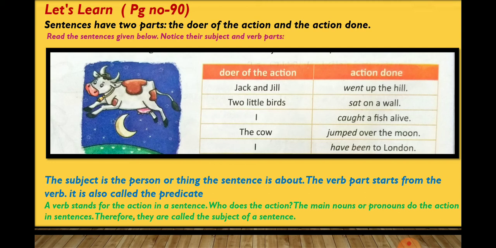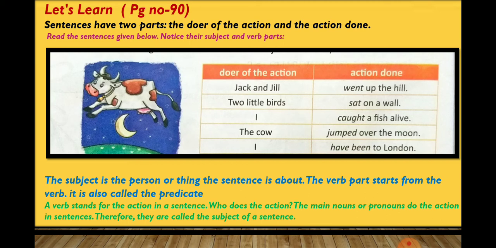So who jumped over the moon? The cow. So the cow is the doer of the action, one who does the action. And what did the cow do? It jumped over the moon. So that is the action done.